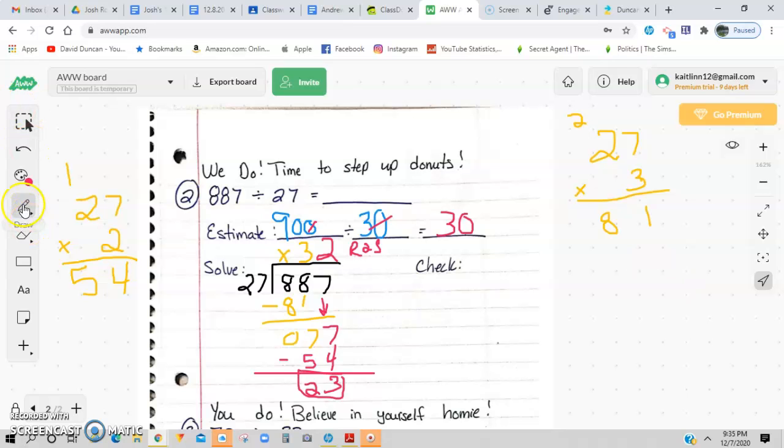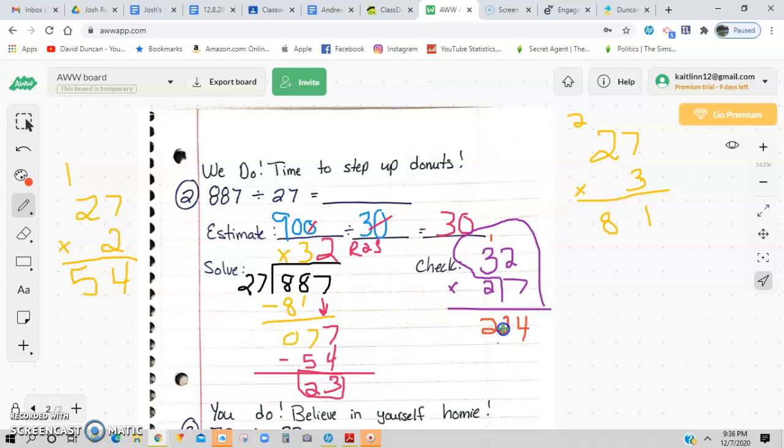And to check our work, I need to multiply my divisor by my quotient, and I need to add my remainder. So I'm going to do 27 by 32. So I have 32 times 27. Okay, do turtle head. Ooh. All right, let me change colors here. 7 times 2 is 14. 4, carry the 1. 7 times 3 is 21. Plus 1 is going to be 22.